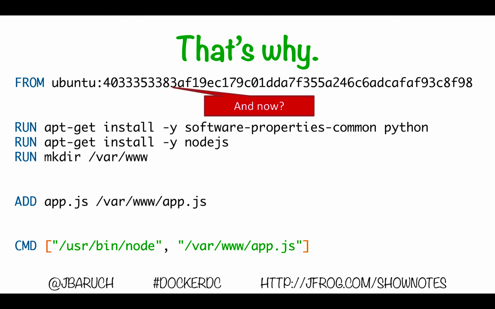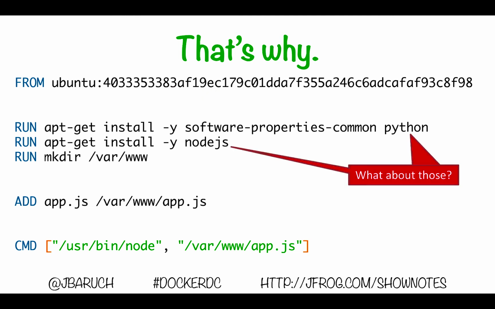You need a comment. How about those guys? Can I fix them? All those? The Python and the Node.js and all those? Of course we can, right? How do we fix them? Release version numbers. I can put here a number, apt-get, and then a version. The same with Node.js, and then a version. And it will be stable, it will be good.